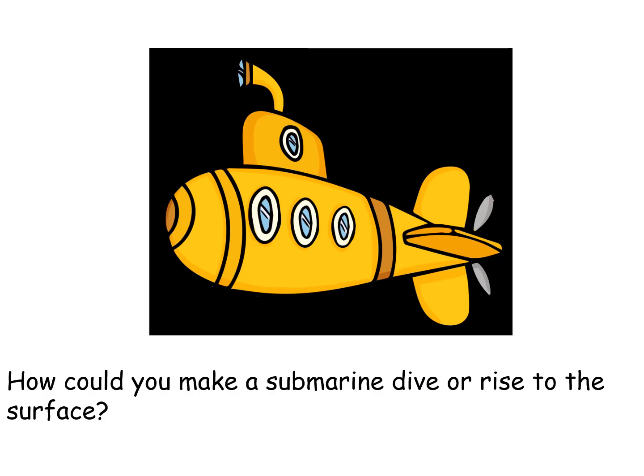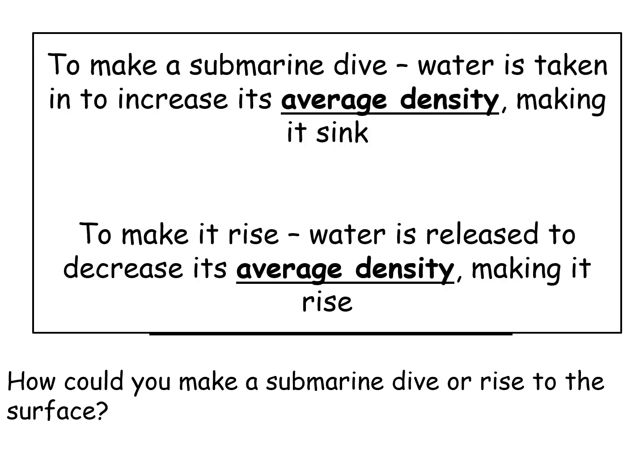Okay, so just to finish this lesson off, how could you make a submarine dive or rise to the surface? So we're obviously thinking about density here. So how could we make the density of the submarine bigger than 1? And how can we make it less than 1? So to do that, if you write this down, folks, so I put a wee cross around there. To make a submarine dive, water is taken in to increase its average density, making it sink. And then to make it rise, water is released to decrease its average density, making it rise. So there's a really nice mechanism there for using density in a practical application.